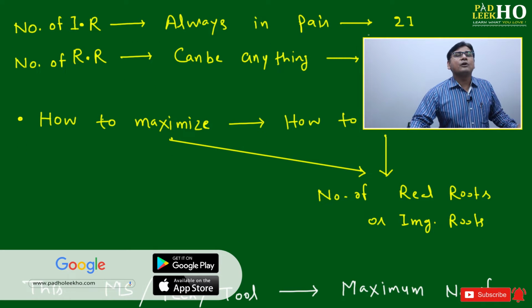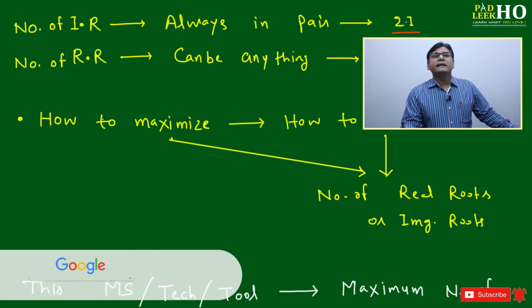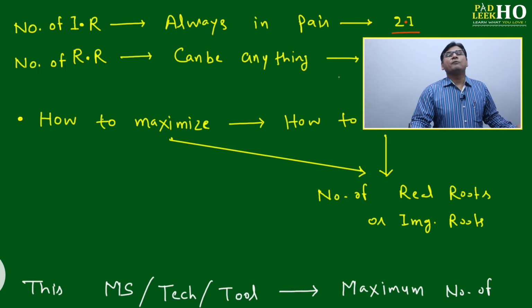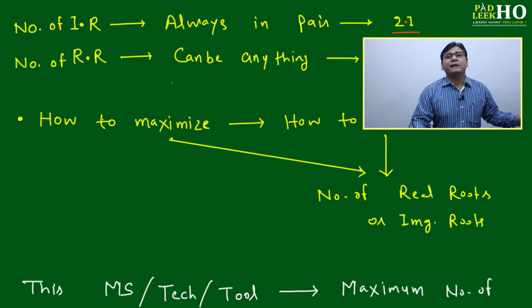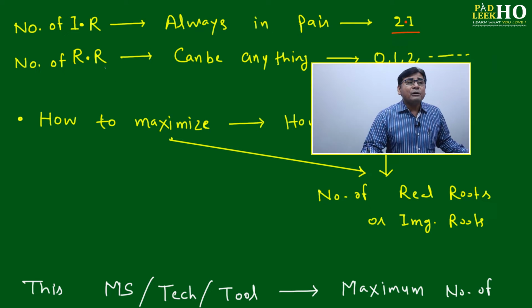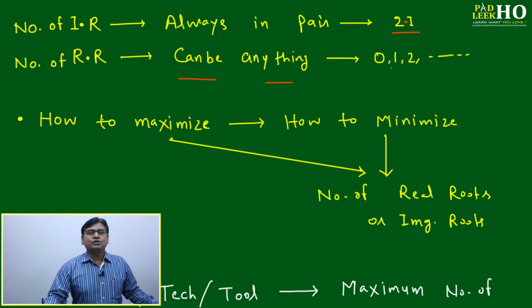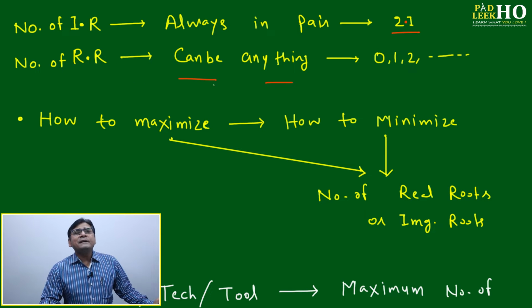The number of imaginary roots always occurs in pairs, which means they will always come in a multiple of 2. It will appear in the form of pairs. The number of real roots can be anything: 0, 1, 2, 3, whatever is possible. Then the number of real roots can be anything possible, maybe 0, 1, 2, 3, 4, whatever.